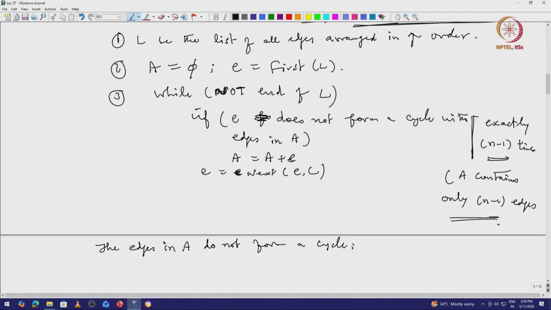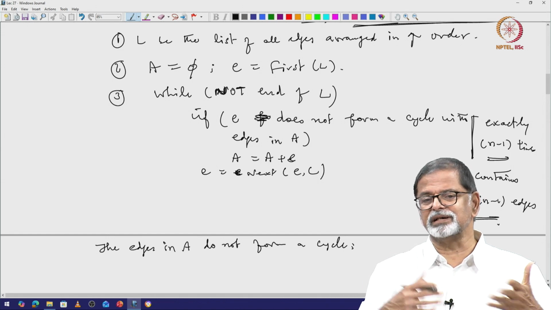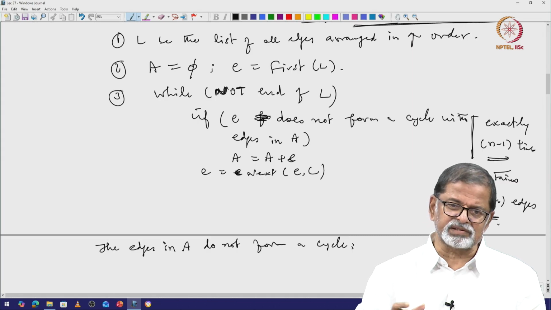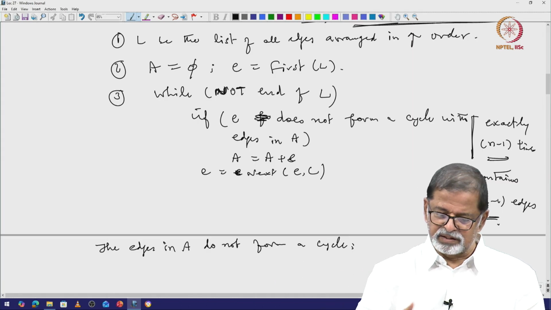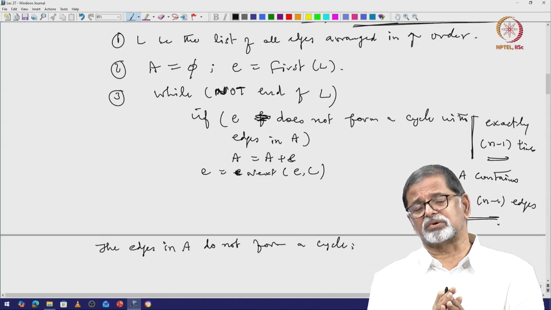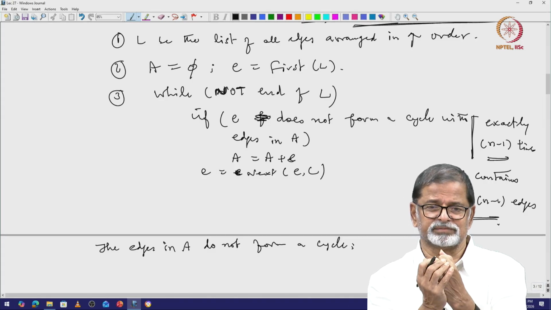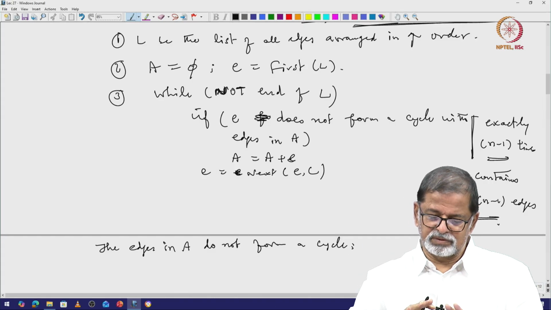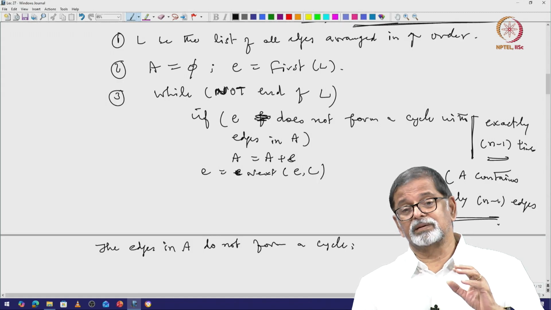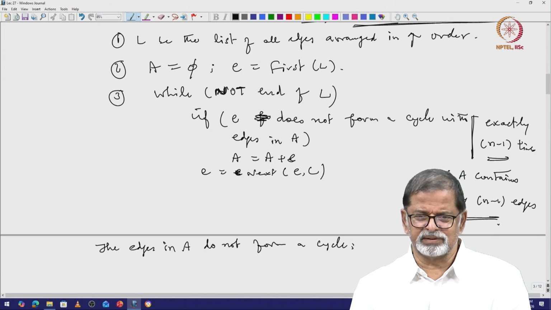Now, we also need to show that it is connected; it is acyclic. If you show that it is connected, then it is a tree, because the definition of a tree is a connected acyclic graph. A is acyclic, there is no cycle in it, because any edge that is forming a cycle is ignored. So, the set of edges that you have collected will never contain a cycle. Therefore, it is acyclic. How do I show that it is connected? Suppose it is disconnected, we will arrive at a contradiction.